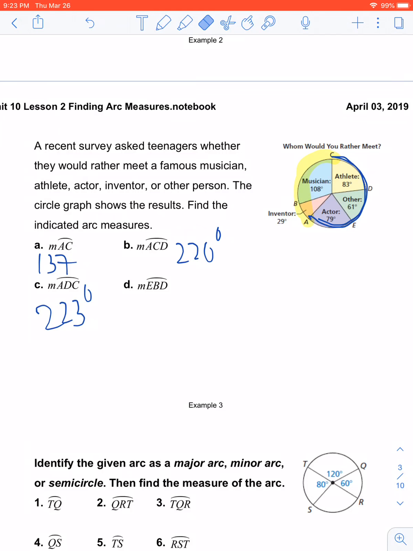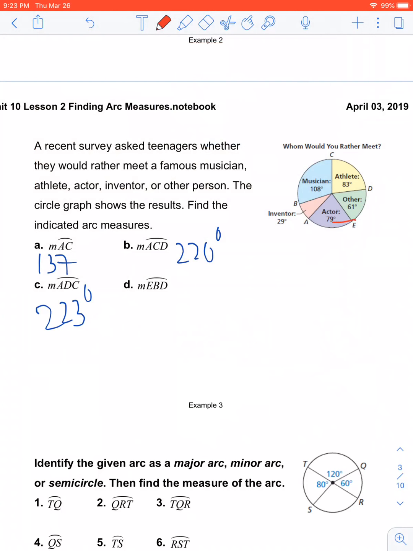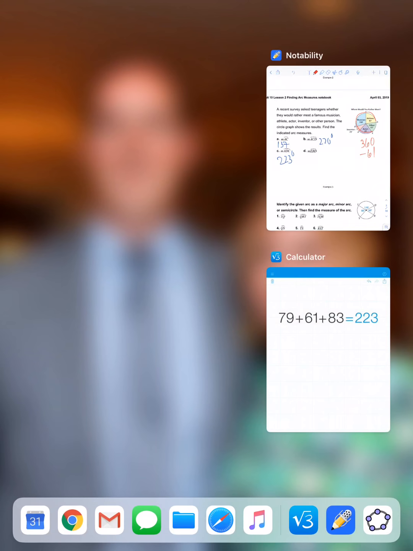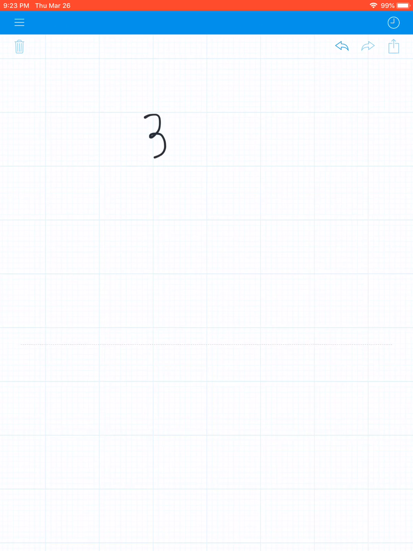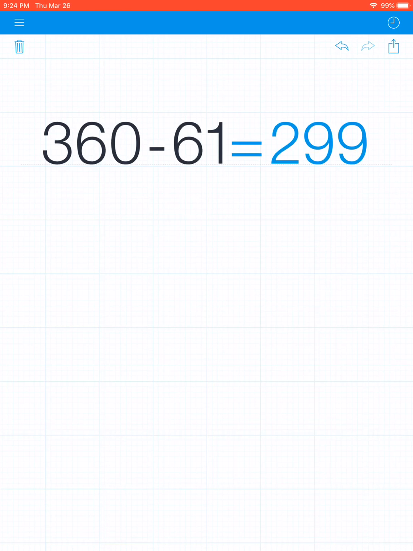Last but not least, the measure of angle EBD. So we go E to B to D. I think the easiest way is to do 360 minus 61. And we get 299.